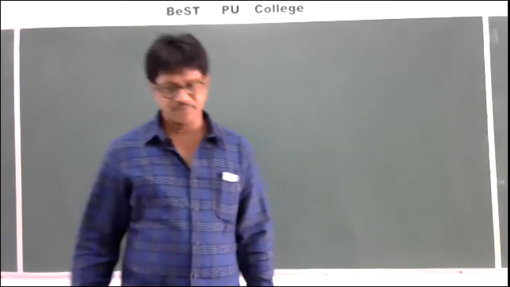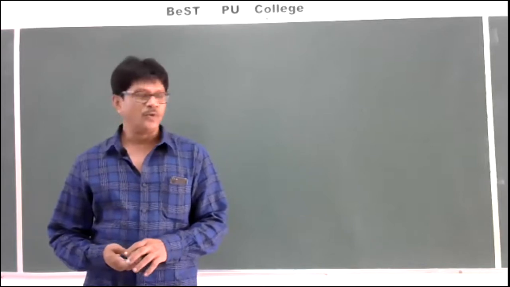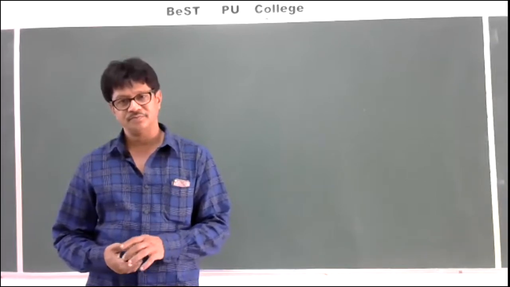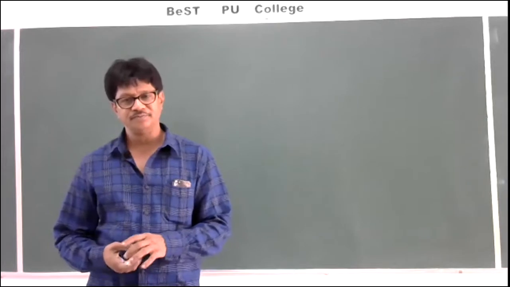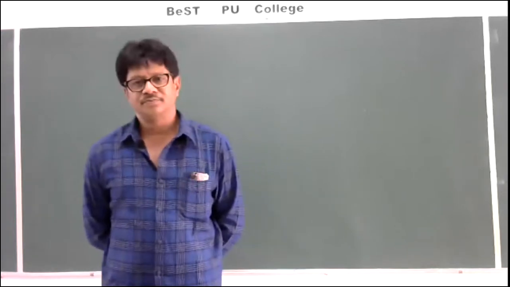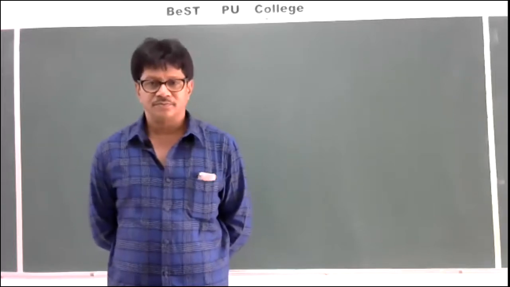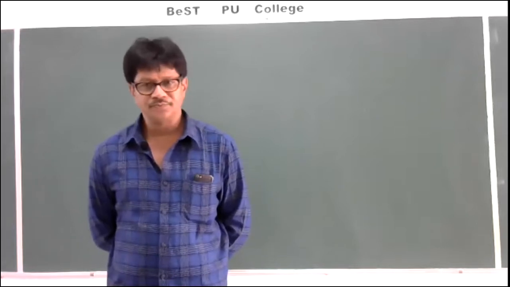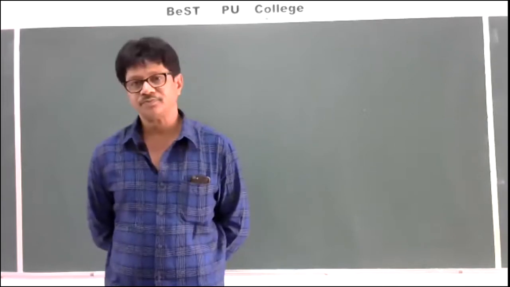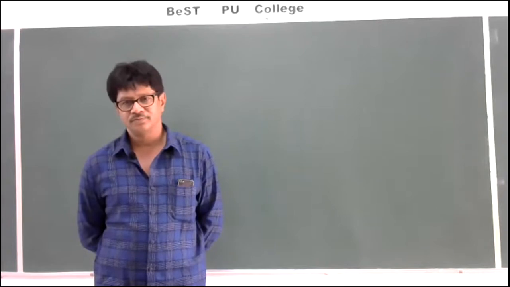A body crosses 2 points, A and B, with velocities v1 and v2 respectively.